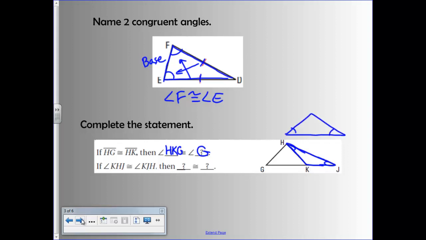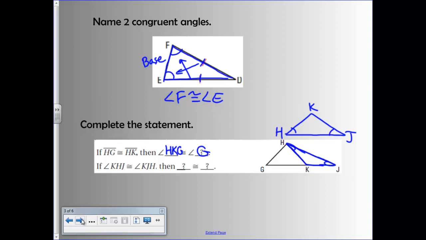I've got my base angles here. K is up here at the top, and if I'm just flipping it up, I have J and I have H. Those two angles are marked congruent, so I look at this and I'm like, what sides are congruent? Raise your hand and tell me what sides are congruent.